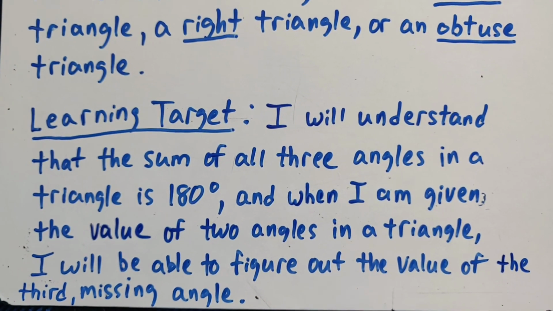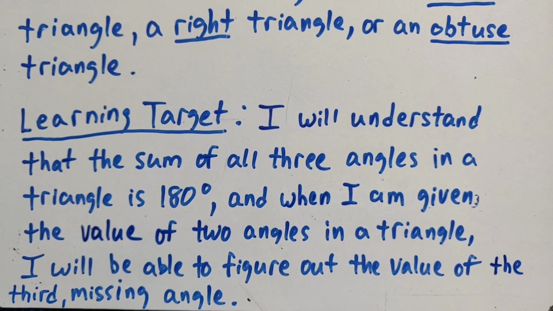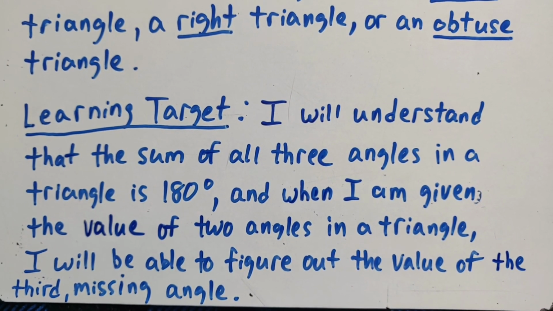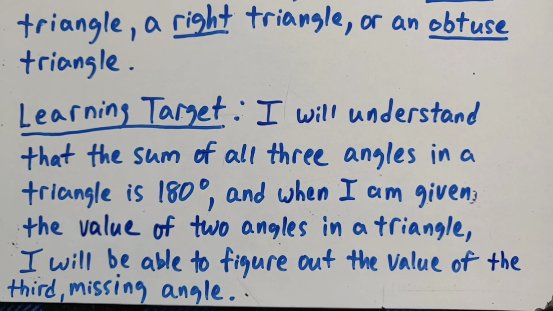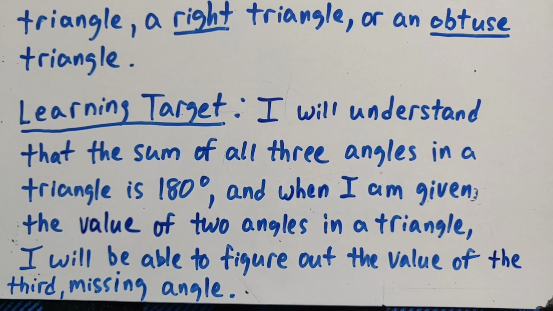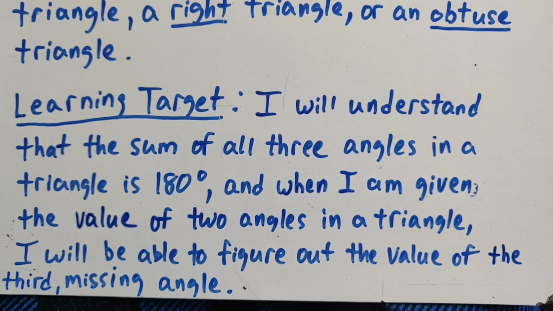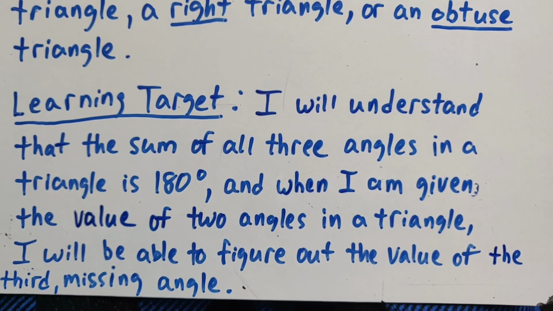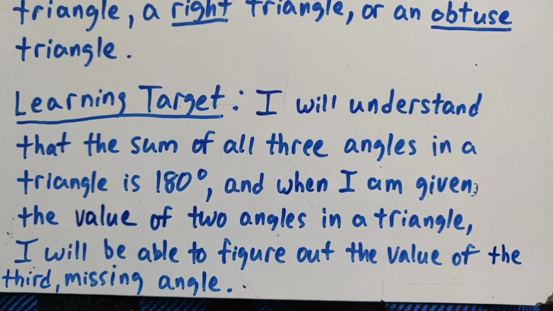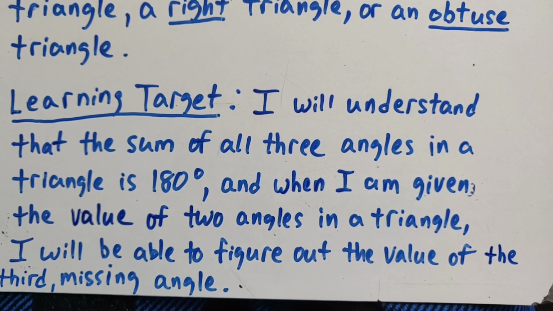And you should also understand how to do the second learning target. I will understand that the sum of all three angles in a triangle is 180 degrees. We talked about that a bunch of times. When you add up all three angles, they always equal 180 degrees in a triangle. And when I'm given the value of two angles in a triangle, I will be able to figure out the value of the third missing angle. And we did that by subtracting the sum of the two angles we're given from the 180 degrees, which is the sum of all three angles in the triangle.